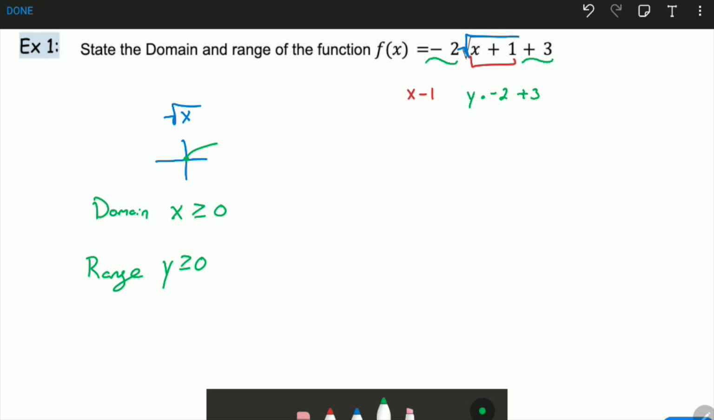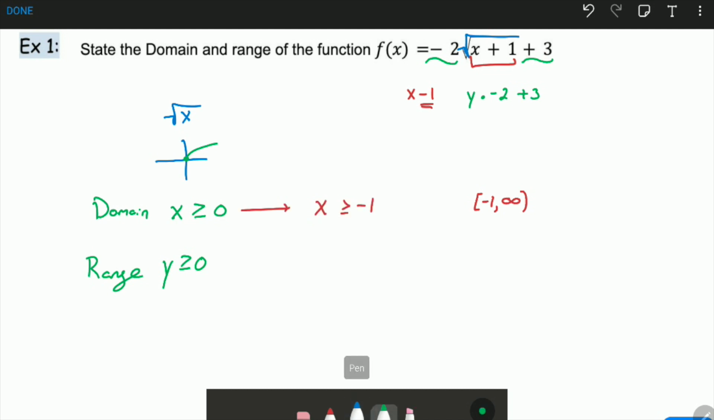Now I just have to apply that to the original parent function's domain and range, and that will actually change it to this function, f of x's domain and range. So for my x values, I'm going to subtract 1 from my x values. So 0 minus 1 is -1. So x greater than or equal to -1. A number of other ways we could actually write the domain, including the interval notation. So from -1 to infinity with the interval notation.